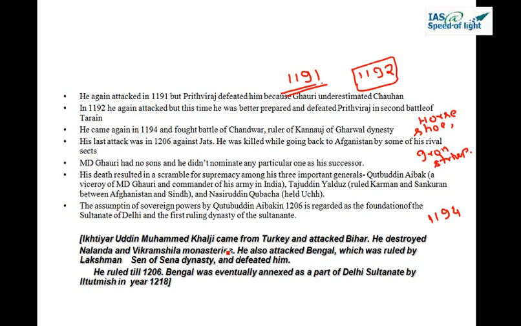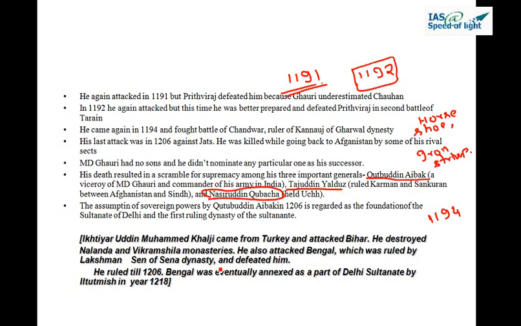So Muhammad Ghori had no sons. Now he is dead in 1206 and he had no sons, and he didn't nominate any particular one as his successor. Now it is easy to guess what is going to happen. There is going to be a fight for the throne. His death resulted in a scramble for supremacy among his three important generals, as you can read on the screen as well. The first one, Qutbuddin Aibak. The second one is Yildiz, and the third one is Qubacha.